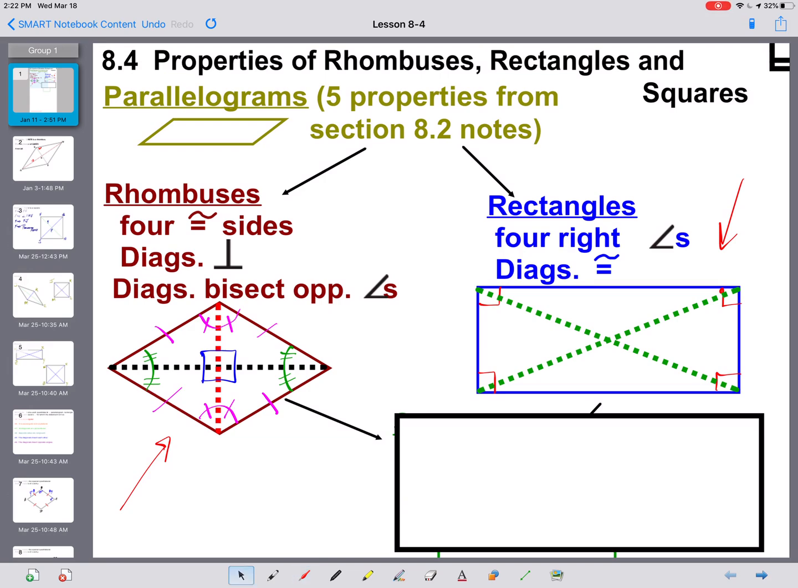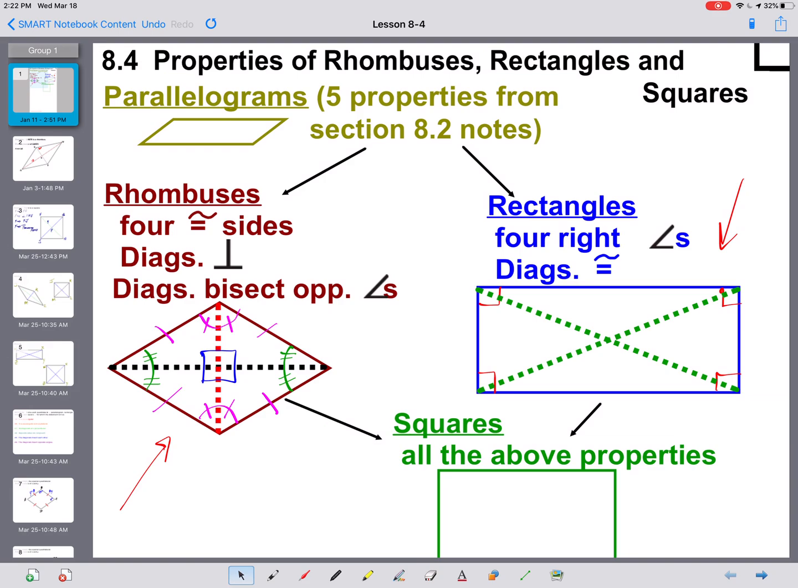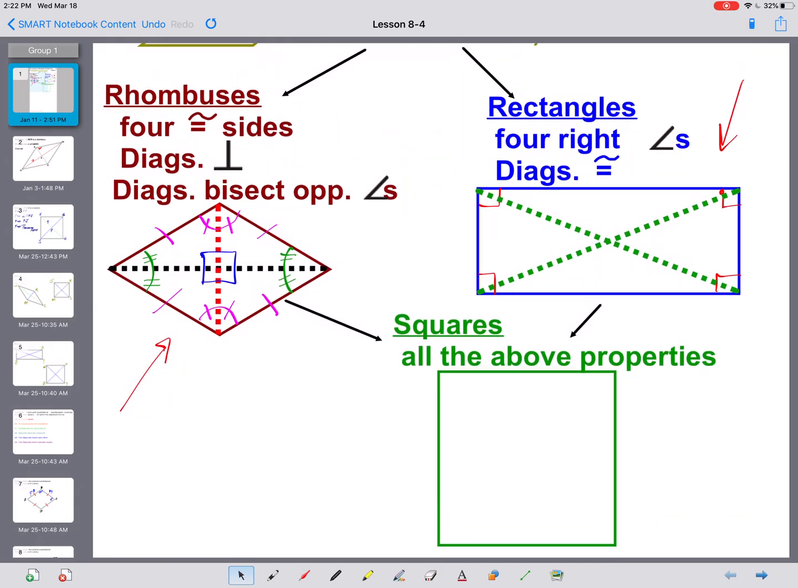Okay, here we go. Let's unveil the father of all parallelograms, I guess. It's the square. It's got all 5 of the properties of an ordinary parallelogram, plus it's got the properties of a rhombus, because a square is a rhombus. It's got all the properties of a rectangle, because the square is a rectangle. Let's start drawing them in here. First of all, just like a rhombus, all 4 sides are the same. Just like a rectangle, all 4 angles are the same.